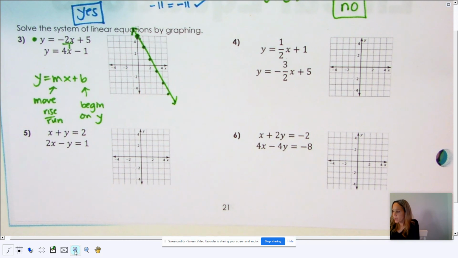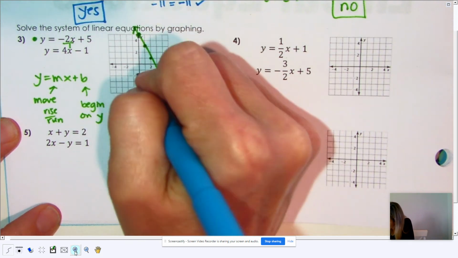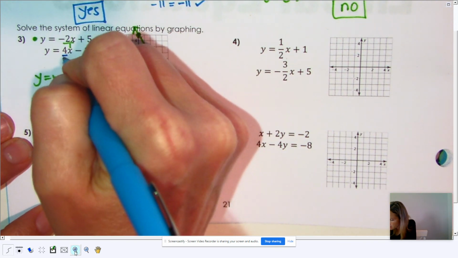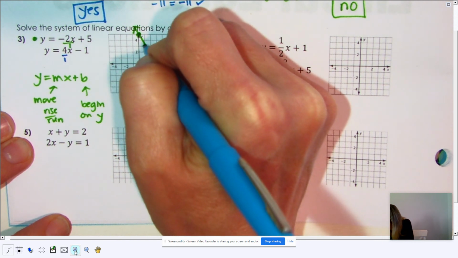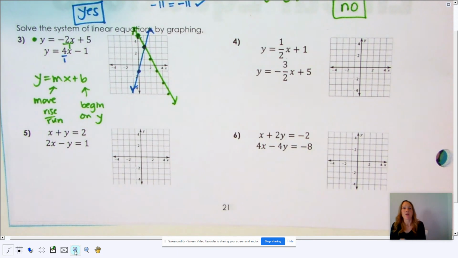Then for our other equation, we are going to begin at -1 on the y-axis. And then we're going to do the slope, which is +4 over 1. So we're going to go up 1, 2, 3, 4 over 1. Now here's the important part, you guys. Right now, I haven't solved anything. I graphed 2 equations, but the solution to this system is the point where the lines intersect.